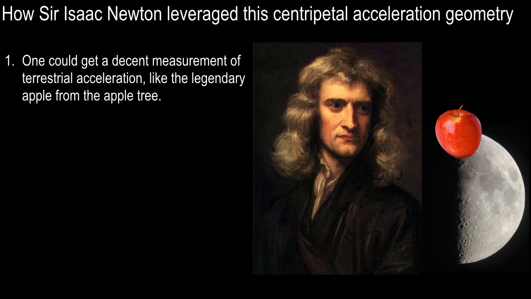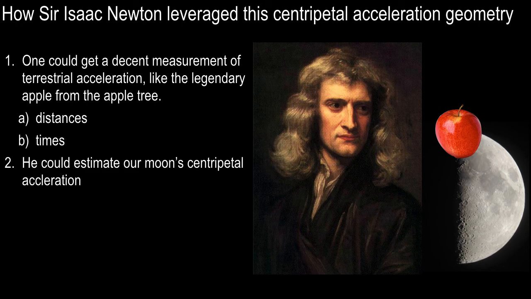So he could get a decent measurement of g, the terrestrial acceleration, basically doing distances and times. And he could also estimate the centripetal acceleration of the moon on its orbit. Now, how can you do that? Well, the centripetal acceleration of the moon is perpendicular to its velocity. For the apple in free fall, the acceleration is down and the velocity is down, so they're parallel. But for the moon on a circular orbit, they're perpendicular. One is a centripetal acceleration.